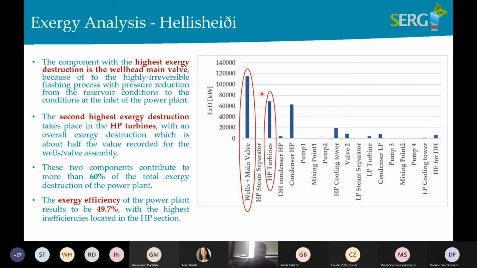So the two contributions of the wellhead valve and HP turbines comprise 60% of the total exergy destruction of the power plant. So if we need to improve this power plant, we will need to modify these kinds of components before going to the others. Finally, the total exergy efficiency of the power plant was found to be 49.7%.